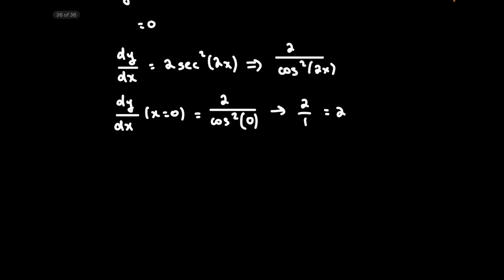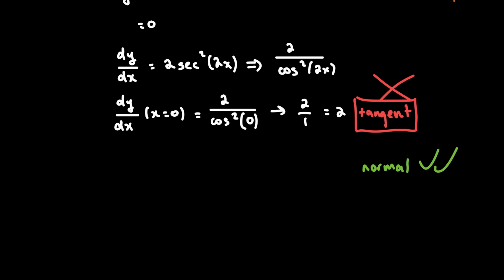Continuing on, again, is 2 the gradient we care about here? No, this is our tangent. Pesky tangent, we do not care. What do we actually want? We want the normal to this function, which is the negative reciprocal. Therefore, the negative reciprocal of the gradient will be negative a half.